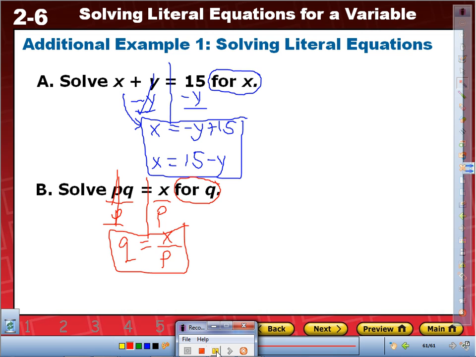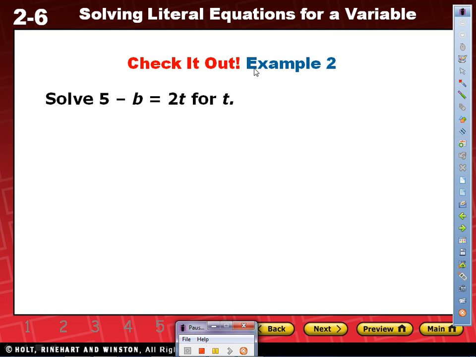Copy this one. Example 2. We have 5 minus b equals 2t, and we're going to solve for t. See if you can do this one by yourself. Go. 30 seconds. Here goes the process to see if you did this.